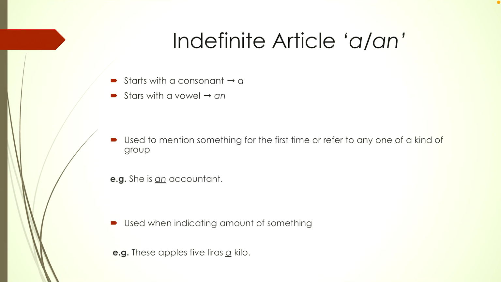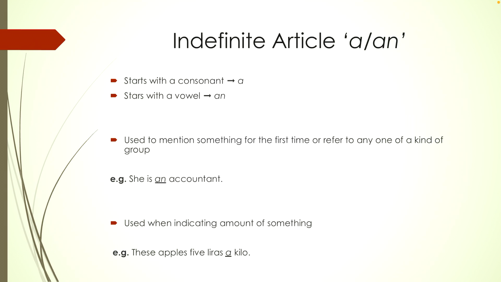Indefinite articles: a, an. If the word starts with a consonant, we use a, but if it starts with a vowel, we use an. We generally use indefinite articles when we mention something for the first time or refer to any one of a kind or group. For example, she is an accountant. In the sentence, she is just an accountant. There is no specific situation in the sentence, so we use a or an.